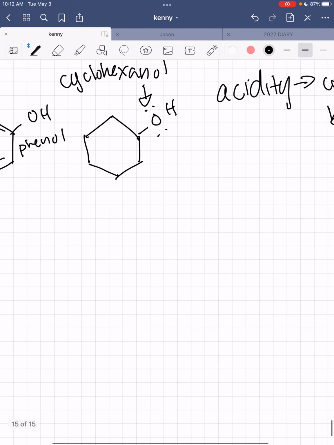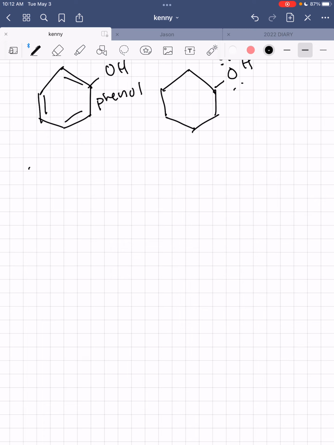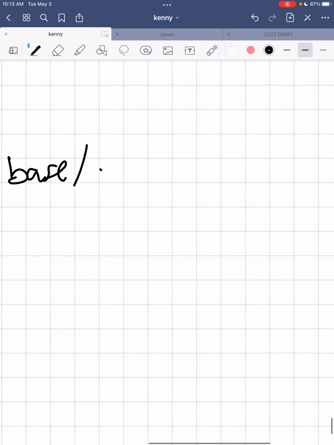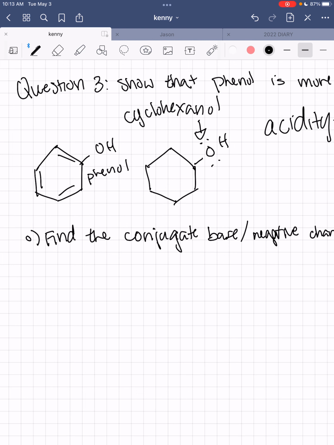So step 0, I guess, is to find the conjugate base, the negative charge. You can just do this by removing the hydrogen. So for this one, for methanol, I'm just going to redraw it down here.